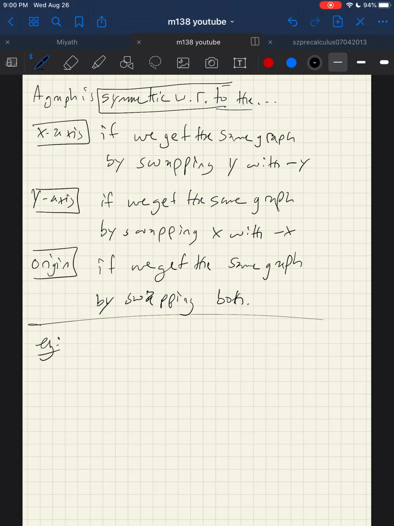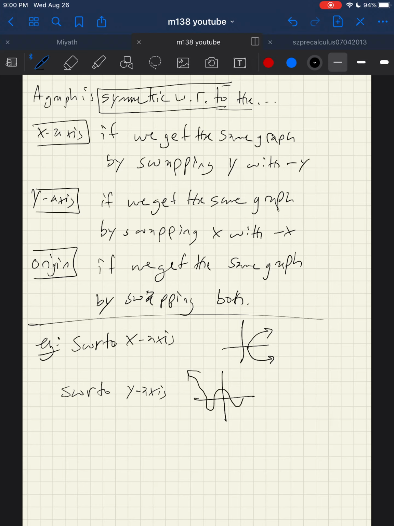So let's do an example of something that's symmetric with respect to the x-axis. So a graph that's symmetric with respect to the x-axis would be something that's maybe the same as it is above, as below. Okay, so the same as it is up top as down below. Symmetric with respect to the y-axis is going to be a graph that is symmetric with the left and the right. So let's see something like maybe like that.